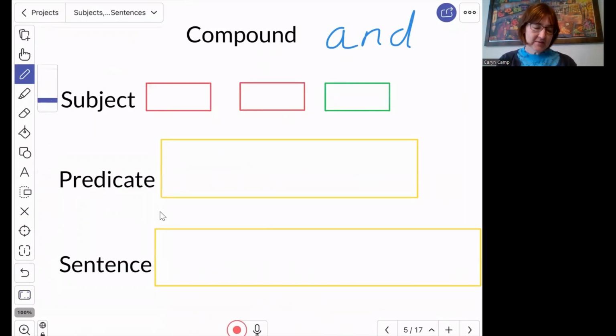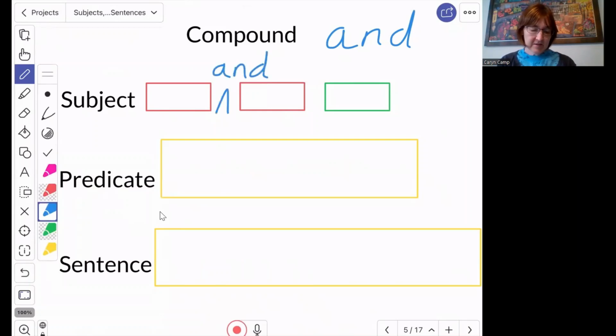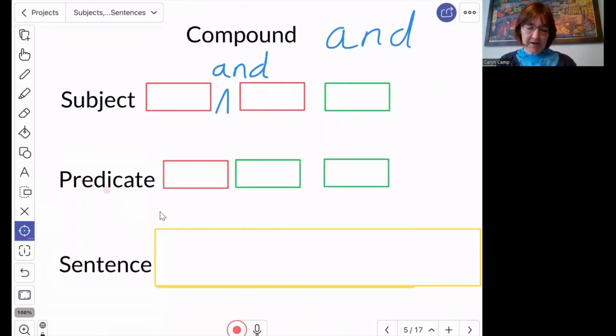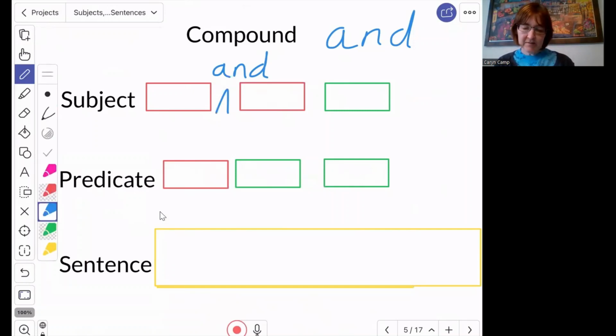So compound could be talking about a subject. A subject would have two subjects, and then they would be doing something. So the and would go right here. Okay, this could be Jack and Jill went up a hill. That would be a compound subject. Okay, then a compound predicate would be, we're not talking about the subject, so this could be anything, but they're doing two things, right? This could be Jack fell down and broke his crown. So the and would go here.